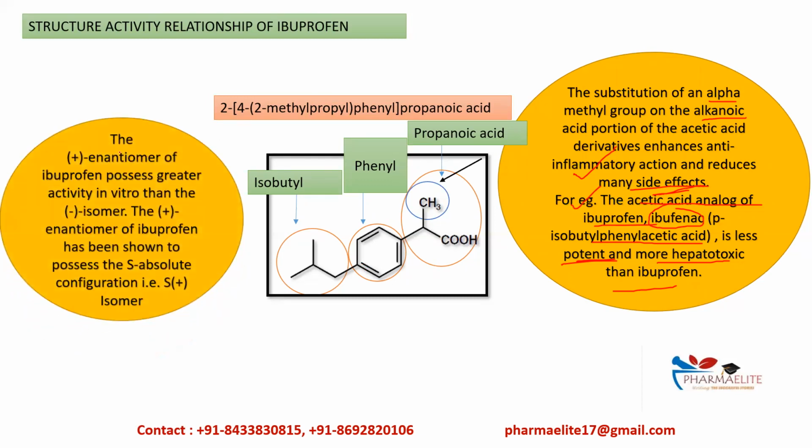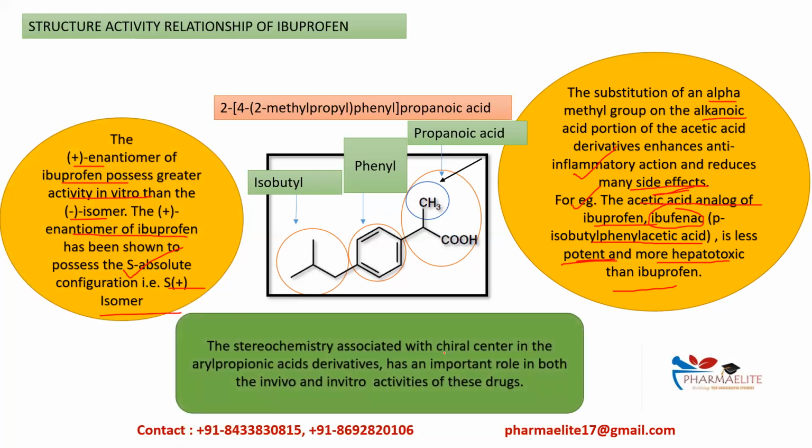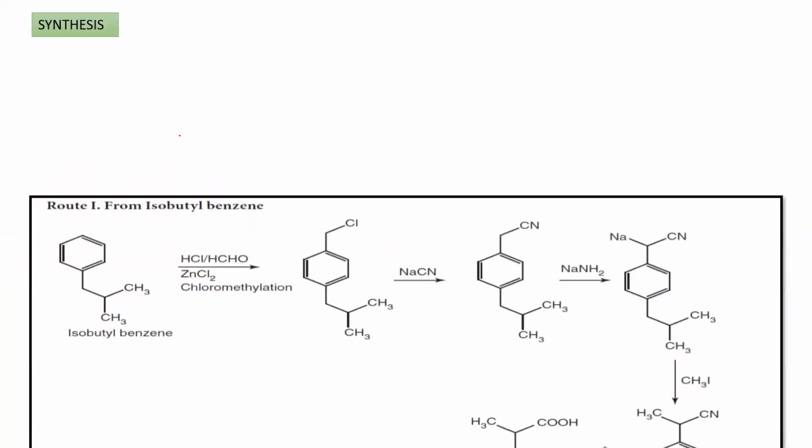Then, the dextro enantiomer of ibuprofen possesses greater activity in vitro than the levo isomer. The dextro enantiomer of ibuprofen has been shown to possess S absolute configuration, that is the S dextro isomer, which is the active one. The stereochemistry associated with the chiral center in the aryl propionic acid derivatives has an important role in both the in vivo as well as in vitro activities of these drugs. Then we'll see the synthesis.